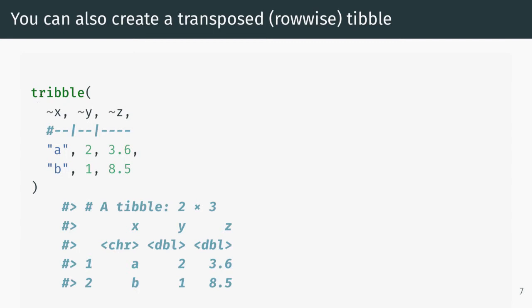This is also creating a tibble. So even though it says tribble, that tribble just means create a row-wise tibble. So instead of creating column 1 here, and column 2 here, and column 3 here, we create row 1 here, row 2 here, and row 3 here, and this is just a comment to make it easier to read.